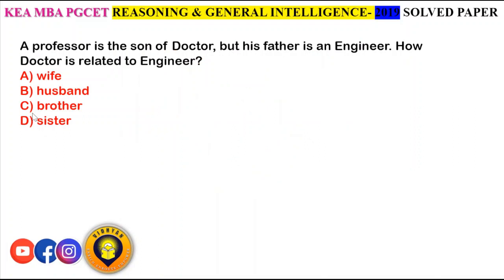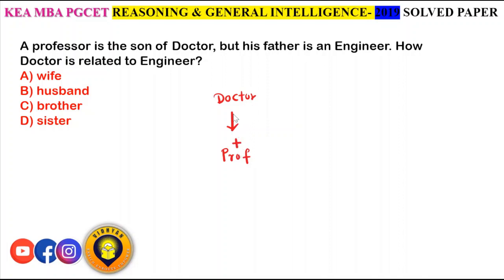A professor is the son of a doctor, but his father is an engineer. How doctor is related to engineer? Okay. Professor is the son of the doctor. Professor, so is the son ಅಂತಂದ್ರೆ male person, right? So because he is male, I'll denote it by plus. Female ಇದ್ರೆ minus, male ಇದ್ರೆ plus ಅಂತ ಡಿನೋಟ್ ಮಾಡ್ತೀನಿ. Professor is the son of doctor. Okay, he is the son of doctor, so doctor comes above.